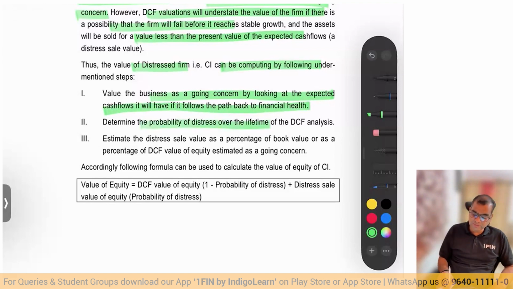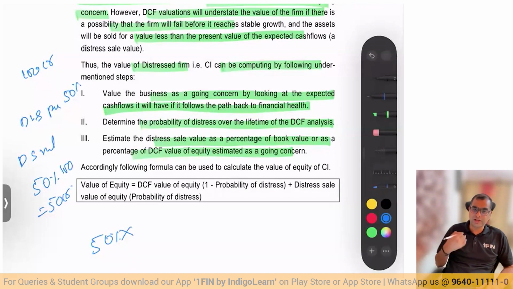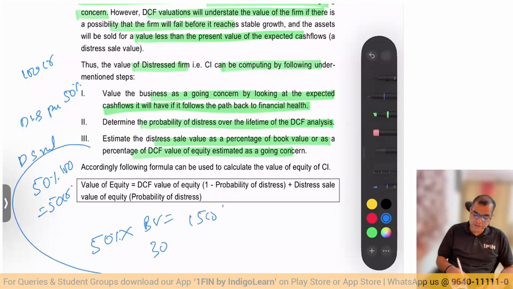Determine the probability of distress over the lifetime. So figure out what the probability of distress is. Estimate the distress value as a percentage of book value or as a percentage of DCF. Let's say the normal DCF is 100 crores. Distress probability, let's say, is 50%. Then the distress sale value is either 50% into 100, which is 50 crores, or 50% into book value. Let's say the book value is 30 crores. So then it is 15 crores. Figure out which one is more appropriate.